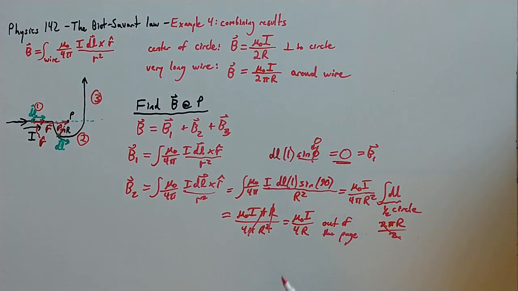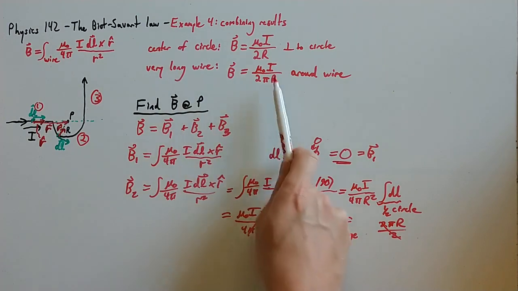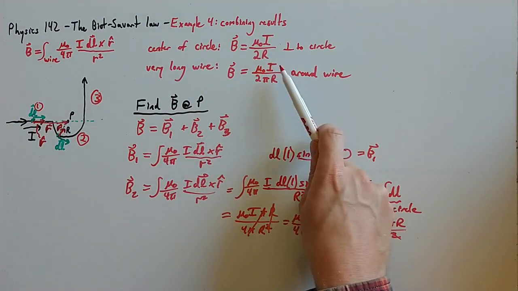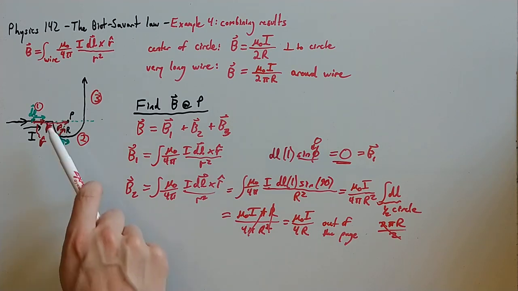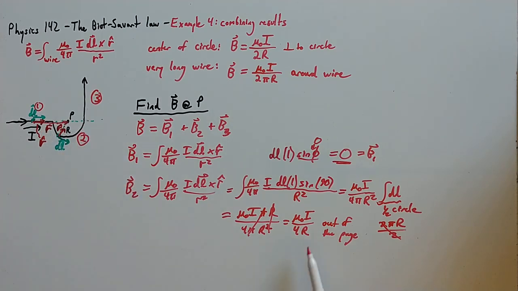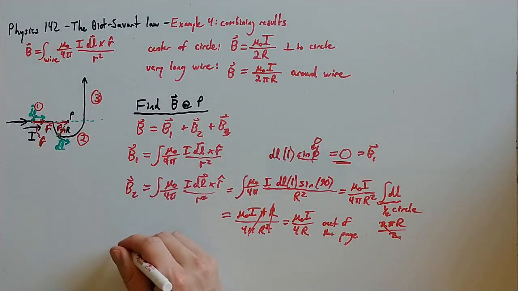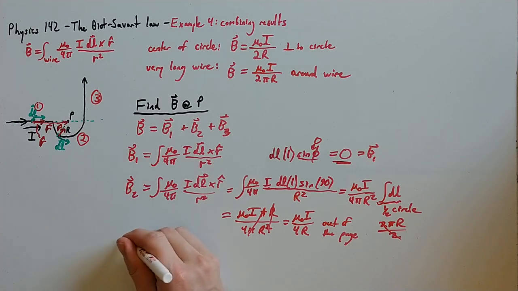And hopefully this makes some sense. If we go back when we did a full circle, we got mu naught I over 2r, and here we got mu naught I over 4r, so half a circle is contributing just half the magnetic field. I think that makes a lot of sense. All right, well, we've got 2 parts down. Let's do the third one, B3.